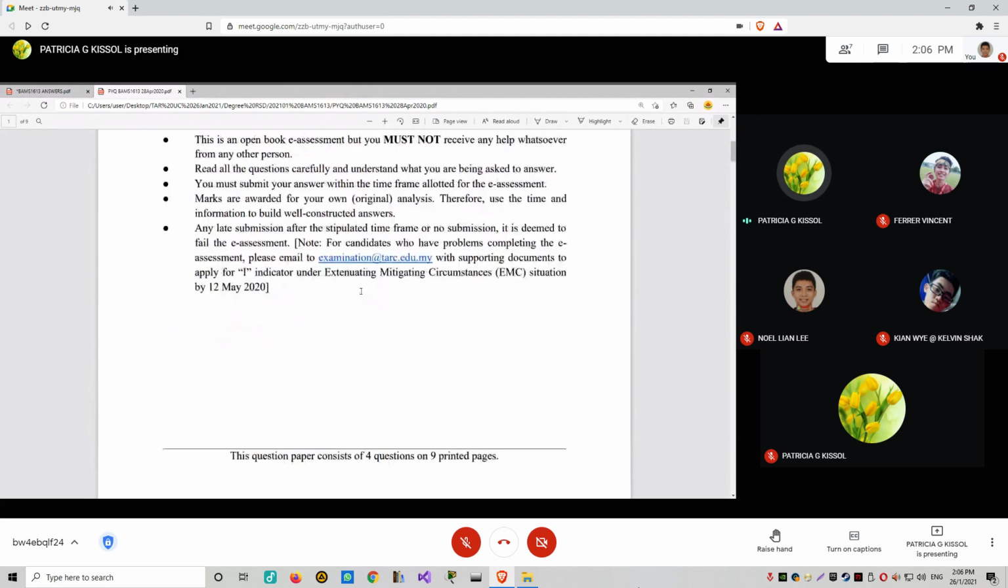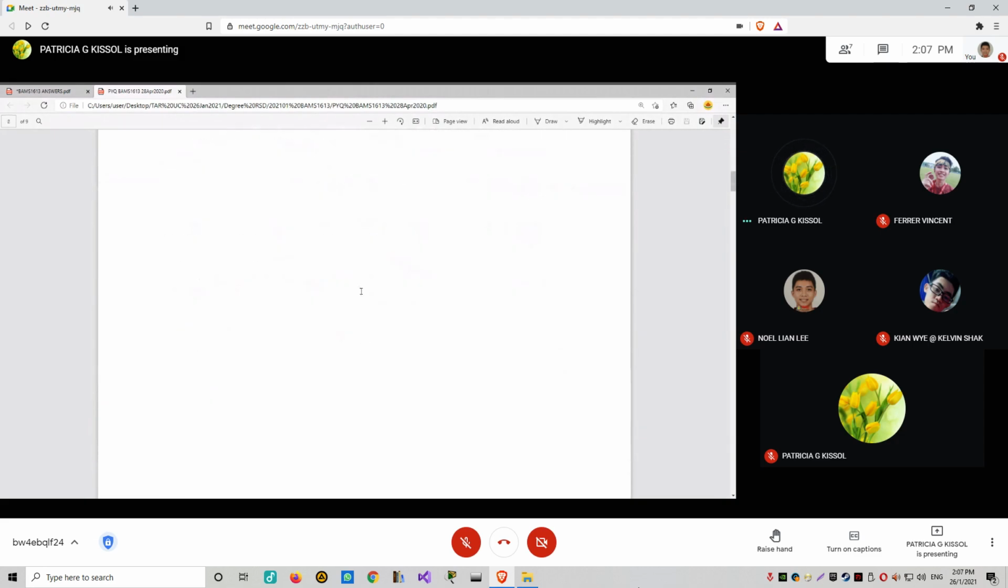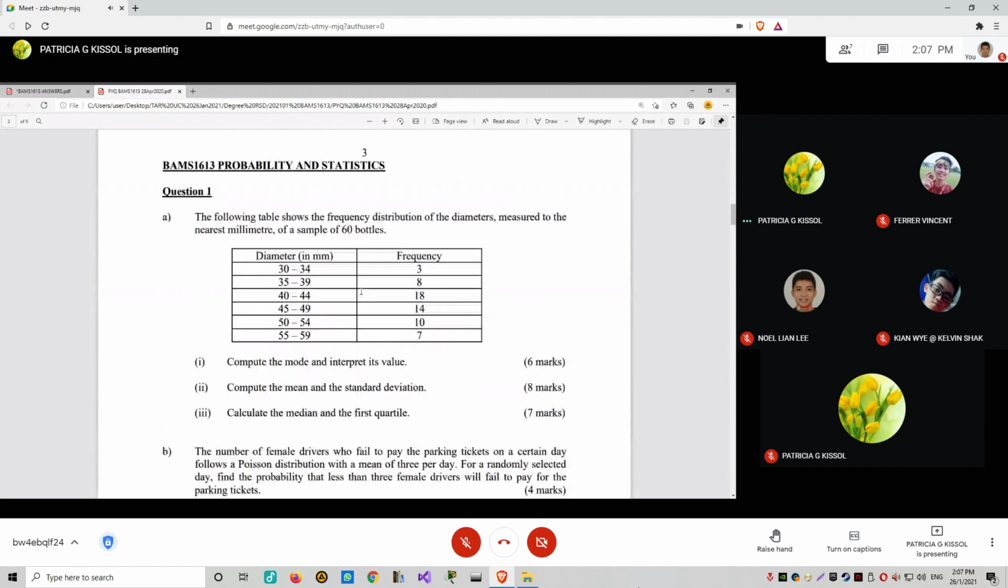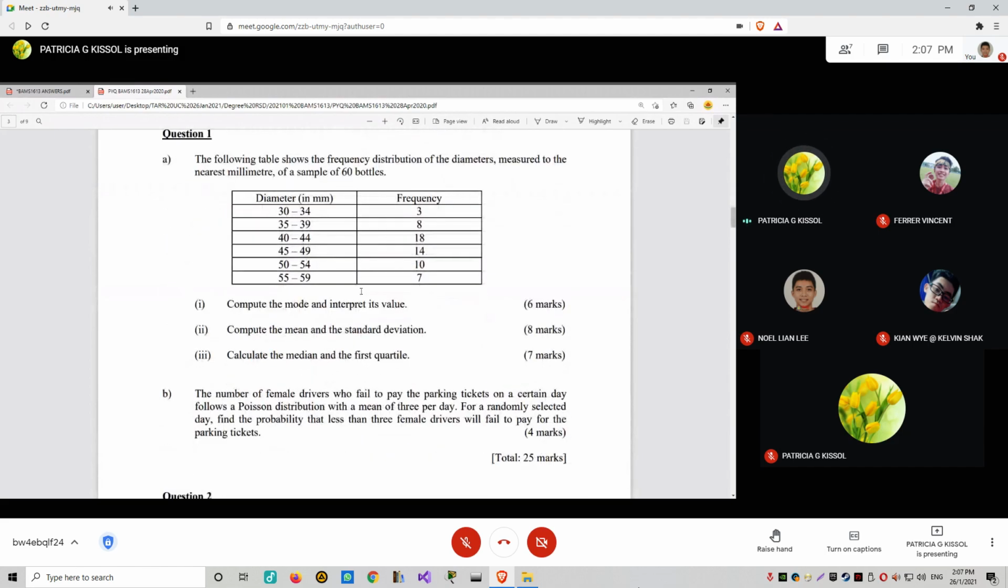So same thing, same hoo-ha that you have to ensure that you follow. And this, but you see, this question doesn't ask you to draw the graph. You see, compute the mode and interpret its value. Compute the mean and standard deviation, calculate the median and the first quartile.